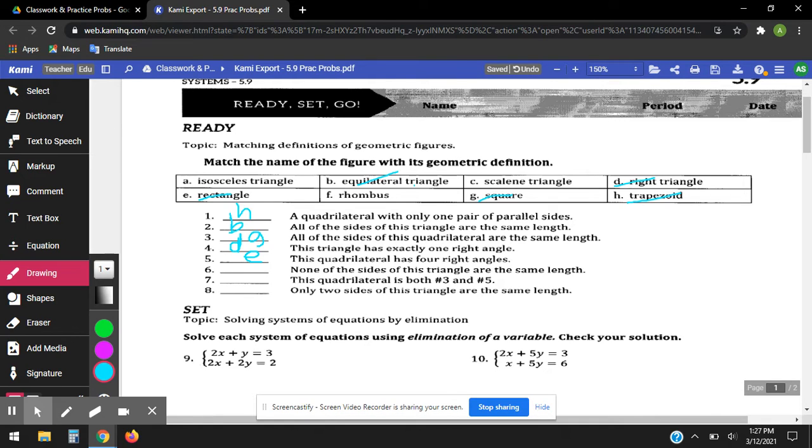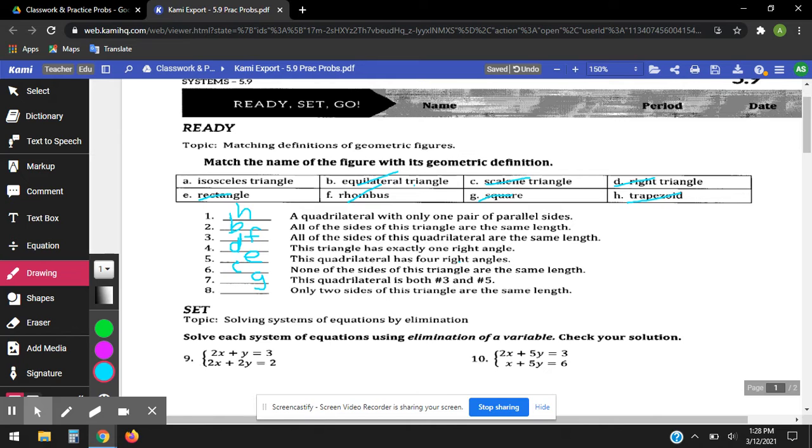None of the sides of this triangle are the same length. Scalene means they're different lengths. 7, this quadrilateral is both number 3 and number 5. Oh, wait a minute. Four right angles and four sides the same length. I messed up one. 3 is not G, 3 is F, rhombus. And square would be the one with both the same length and four right angles.